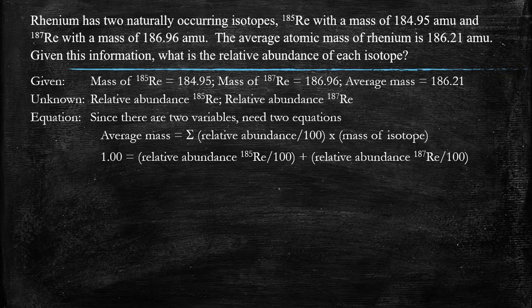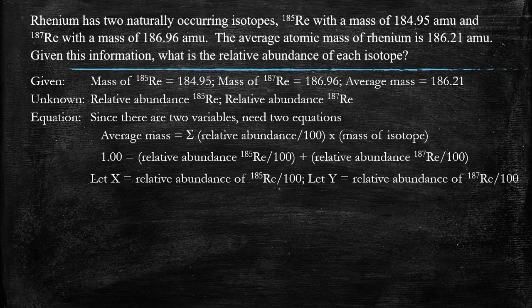100, so that's 1. And just to make everything easier, we're going to let x equal the relative abundance of the rhenium-185 divided by 100, and we're going to let y equal the relative abundance of rhenium-187 divided by 100, just so there's less writing. So now we can substitute into the two equations. For the first equation, we get this equation, and the second equation is very simple. 1 equals x plus y.